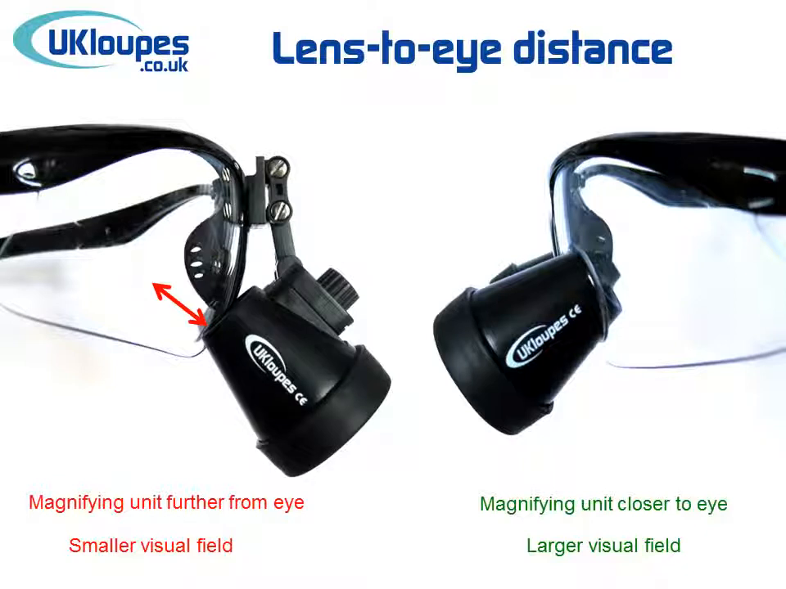Although the difference between the lens to eye distance is small between the flip-up loops and TTL loops, the greater visual field that is achieved by the TTL lens arrangement is the major reason why wearers of TTL loops prefer them over flip-up loops.